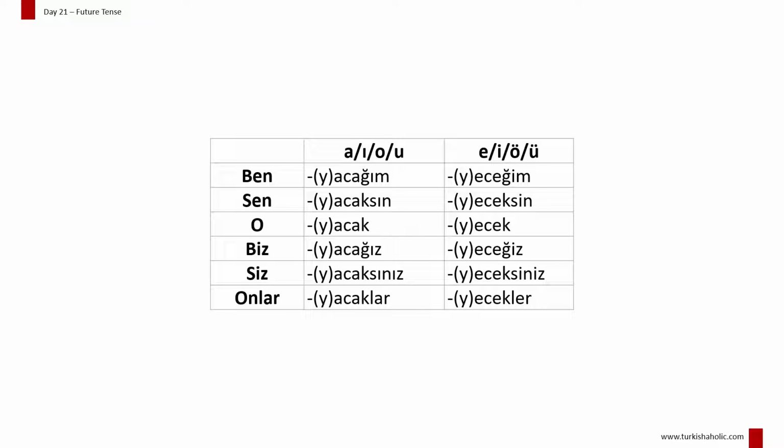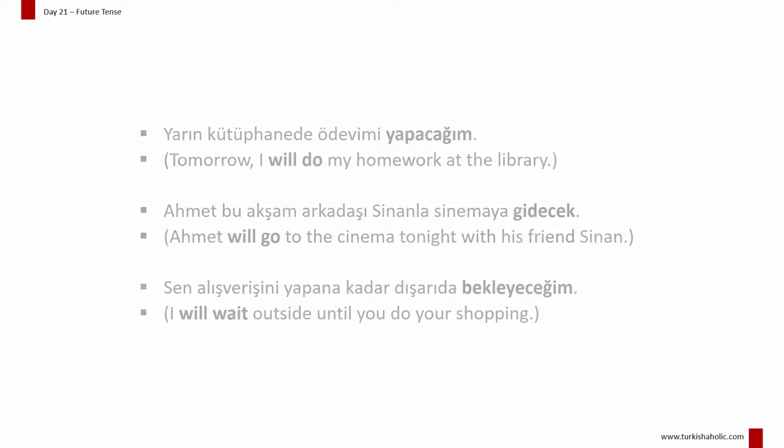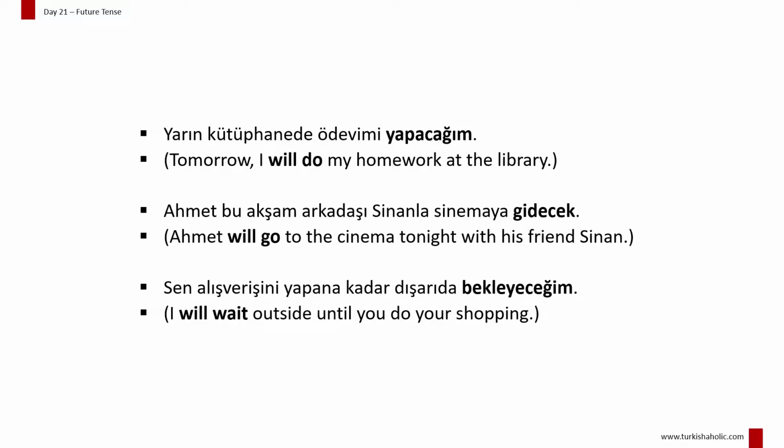We turn the verb into the future tense by adding the ecek, acak suffix to the end of the root of the verb and finally adding the personal suffix. Let's see the conjugation chart. Here are some sentence examples. Yarın kütüphanede ödevimi yapacağım. Ahmet bu akşam arkadaşı Sinan'la sinemaya gidecek. Sen alışverişini yapana kadar dışarıda bekleyeceğim.